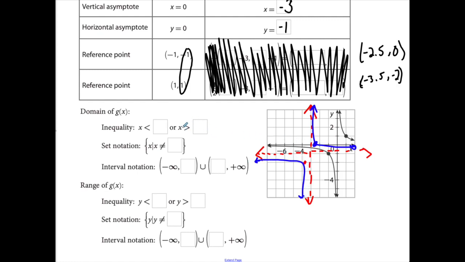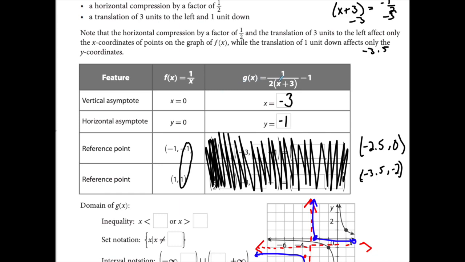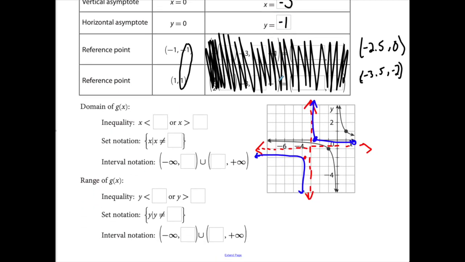Now let's talk about domain and range. So the domain is everything but negative 3. Okay, so it can't be negative 3. So it's either all the numbers less than negative 3 or greater than negative 3. It's all the values of x that are not equal to negative 3, or it's this interval notation right here.